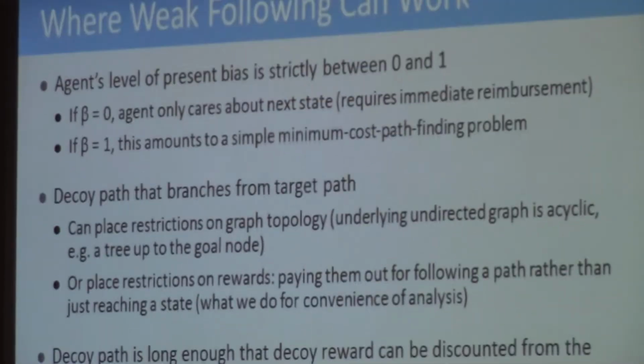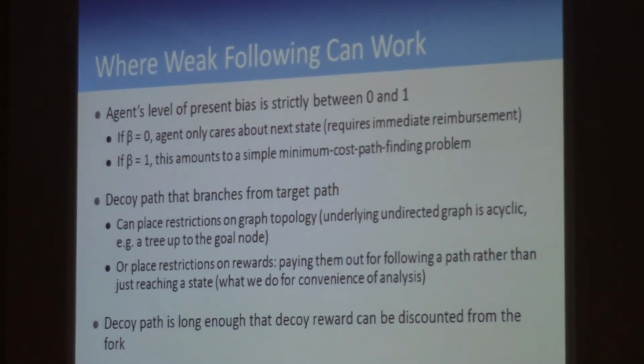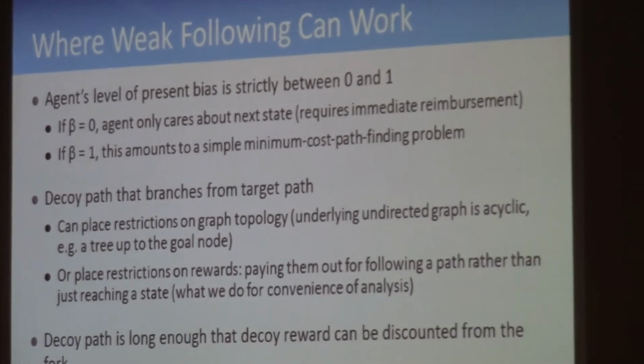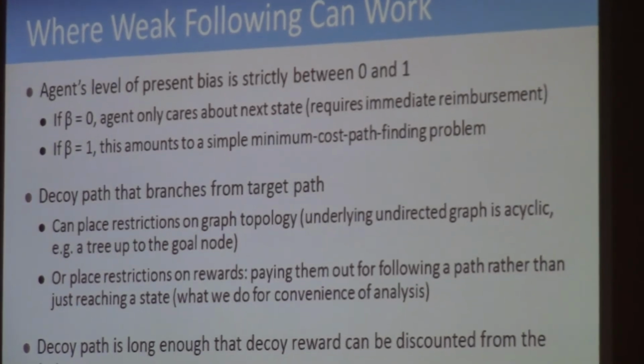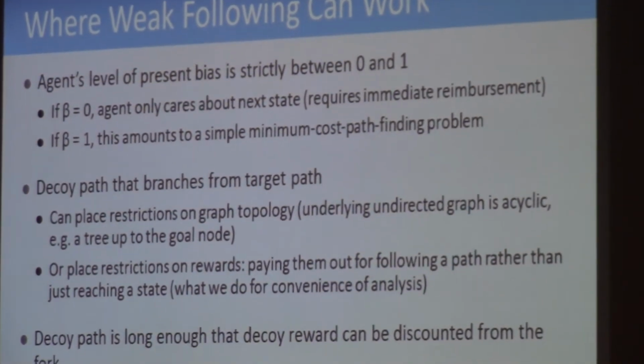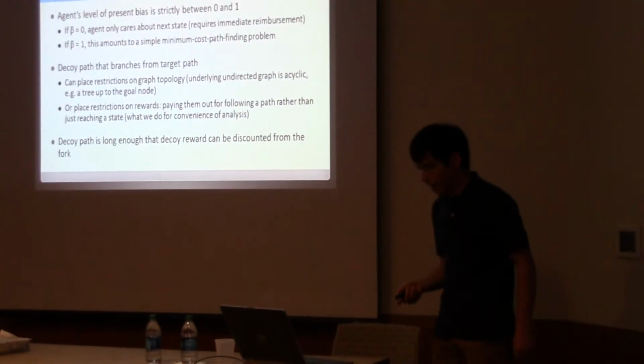Okay, here's the fine print. So I guess I should read this really quickly like we do on TV. But, first of all, the agent's level of present bias has to be between 0 and 1. Those are both really boring cases. They both basically say either the agent's perfectly myopic, and then I guess it only responds to immediate payoffs because it doesn't care at all about the future, or it's perfectly indifferent between present and future. And then it's no different from the problem that you consider in computer science all the time.